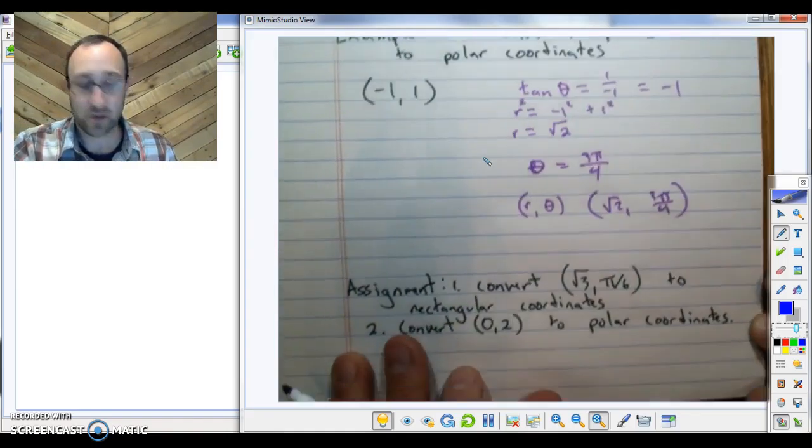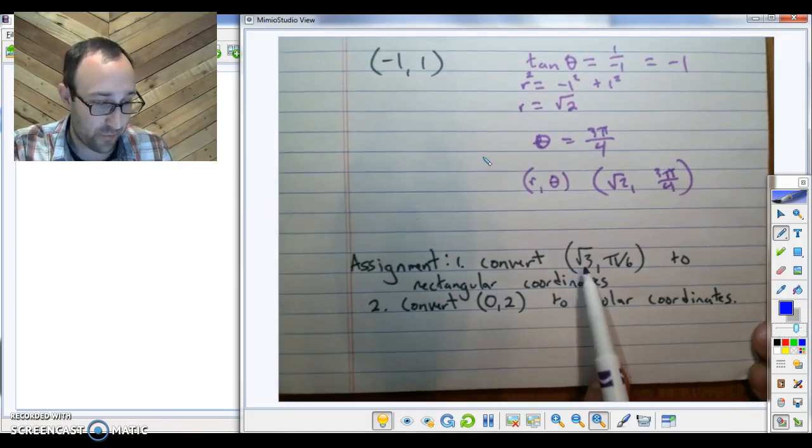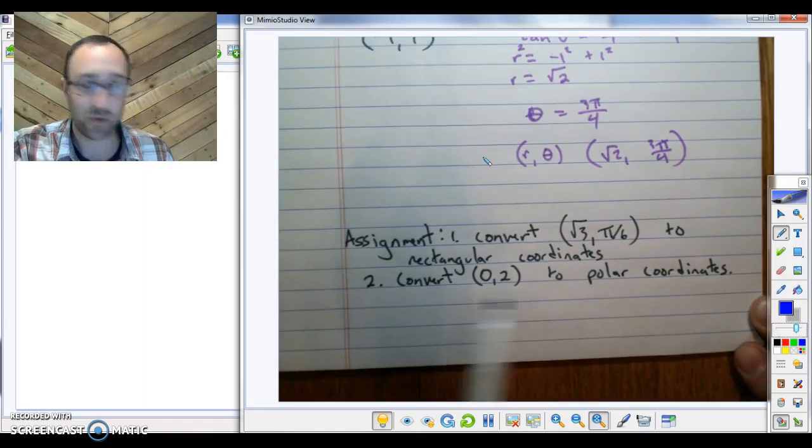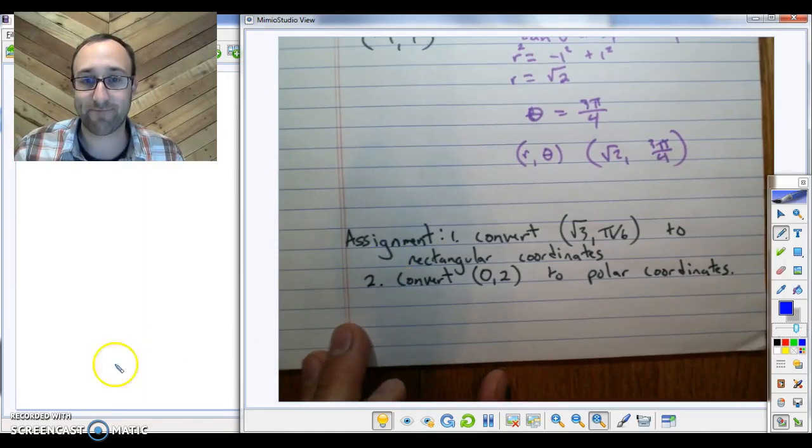And there you go. So here's your assignment. Convert square root of 3 comma pi over 6 to rectangular coordinates, and then convert the point 0, 2 to polar coordinates. Alright? Good luck.